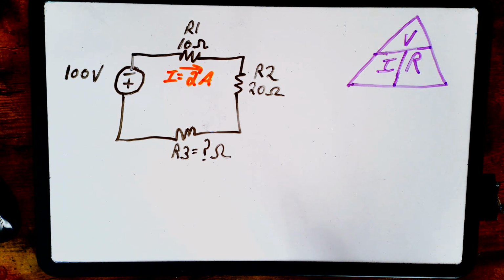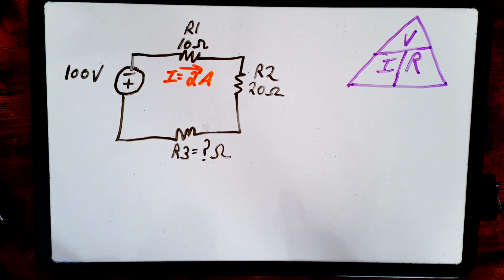We have a series circuit here, 100 volt source, 3 resistors in series, and we know that this R1, this 10 ohm resistor, has 2 amps going through it. What we want to find out is what's the resistance value of R3.